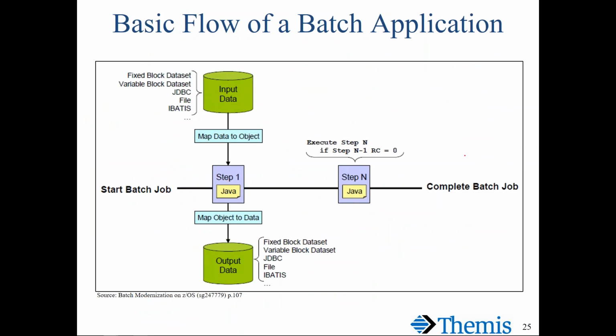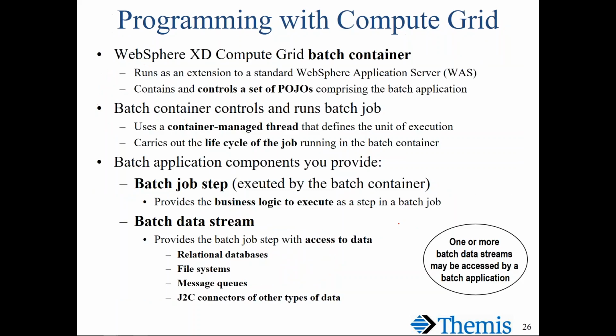Now, the basic flow of a batch application is that there are inputs and there are outputs, and if it's a Java batch application, there are probably objects that relate to those inputs and outputs. So the ability to map that input data, however you're getting it, to Java objects, and then conversely map the output back from the Java objects is one of the basic needs, probably the primary need of any batch application. So we'll take a look at how Compute Grid addresses those needs over the next few slides.